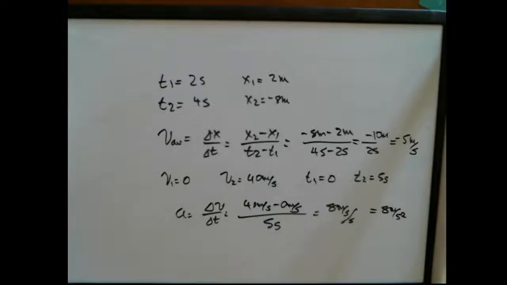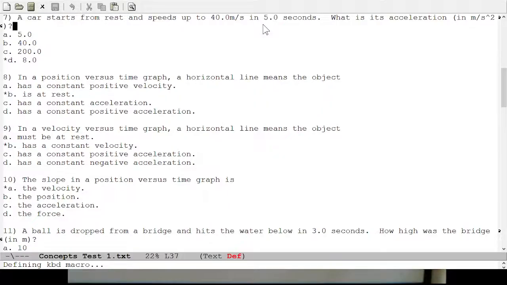So that was that one. I'll go back to the questions. In a position versus time graph, a horizontal line means the object is... so. So let's do this.